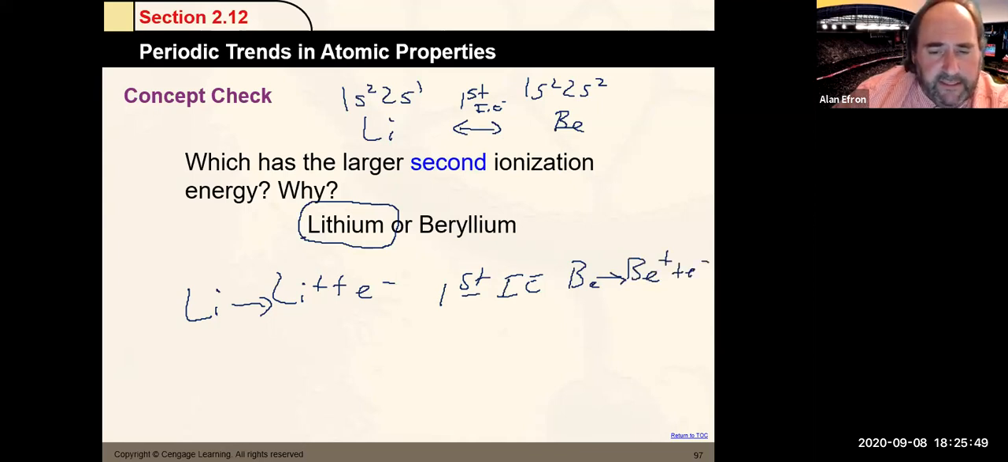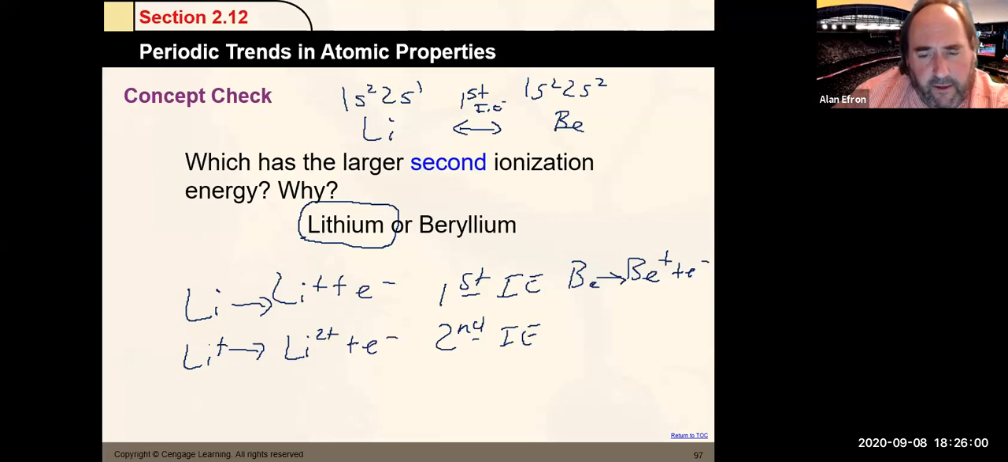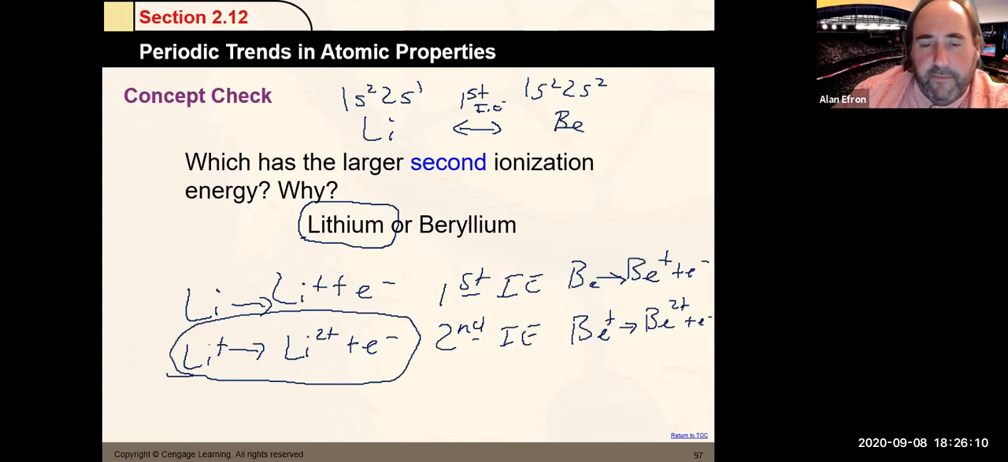So what's the deal with the second ionization energy? Second ionization energy would be lithium with a +1 charge dropping off another electron. And it would be beryllium here with a +1 charge dropping off another electron as well. So the correct answer actually is this one here, because when we look up here, lithium has 1 valence electron. Beryllium has 2 valence electrons.